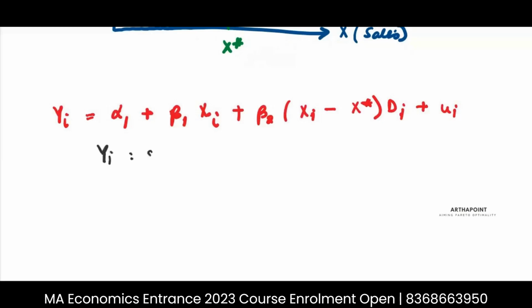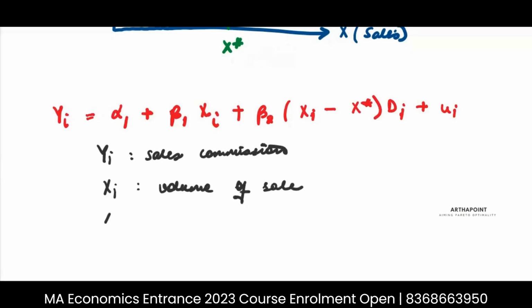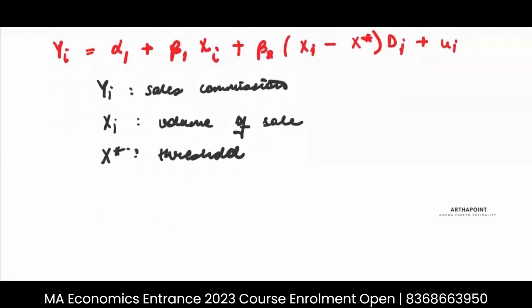And now I say that yi is the sales commission, right? Xi is the volume of sale, X star is the threshold, and then I'm saying that di is 1 if xi is greater than x star, 0 otherwise, right? So now what will you get?